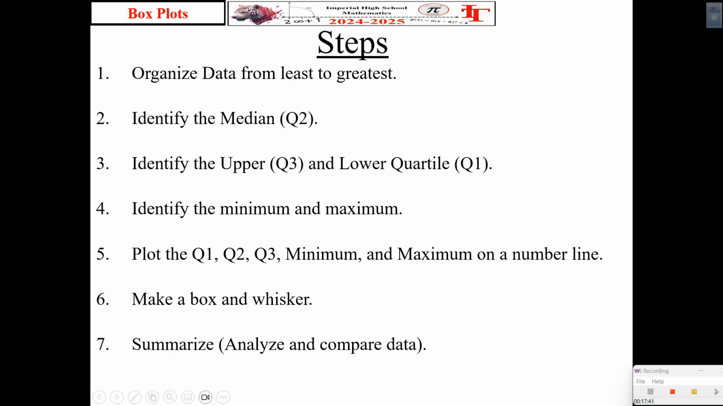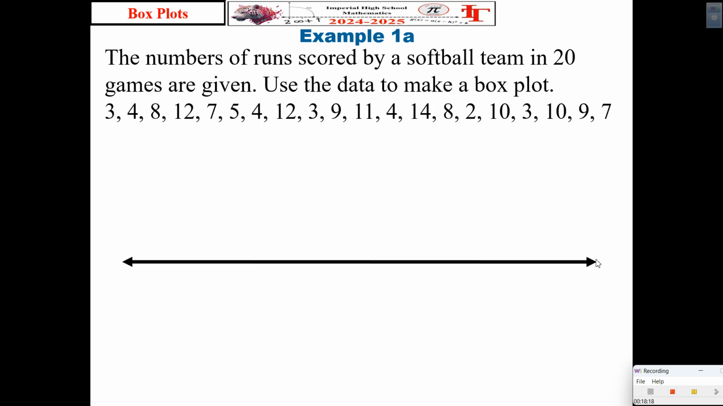It reads, example 1A, the numbers of runs scored by a softball team in 20 games are given. There they are, 20 different games and the number of runs per game. Use the data to make a box plot. So copy that, please. I'll give you some time. Copy and go. Looks like we're almost done copying that. Once again, I'm going to read it as you're finishing up copying.